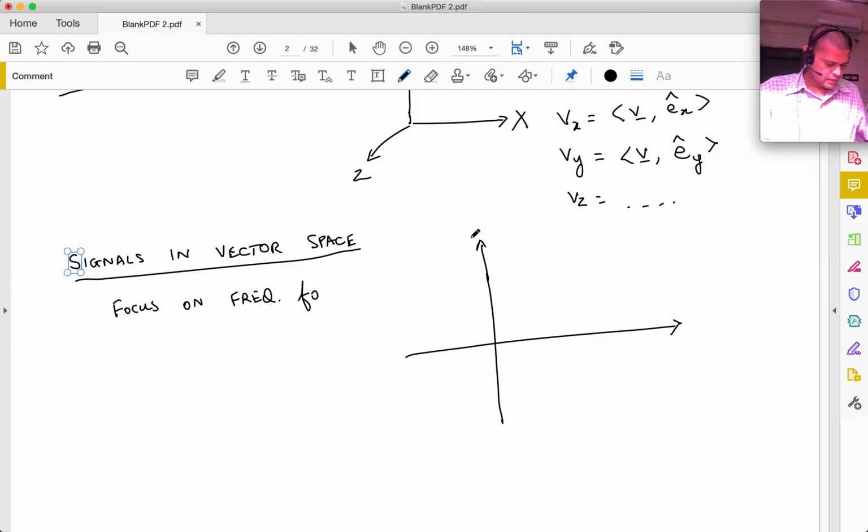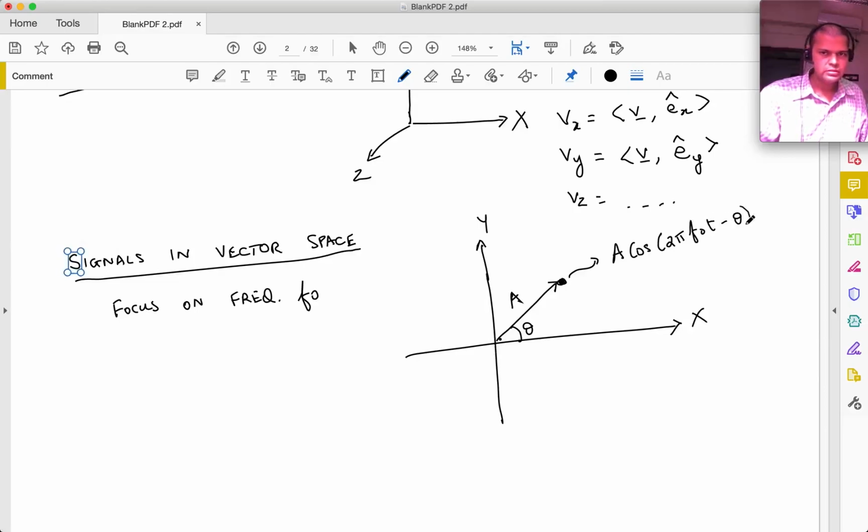And in this vector space, I am going to any point here. Let's say that it has amplitude A and angle theta over here in this vector space. This particular vector corresponds to a signal which is A cosine 2 pi f0 t minus theta.